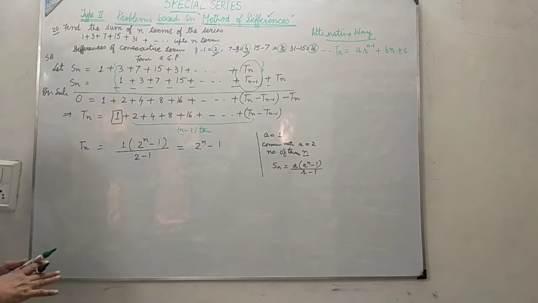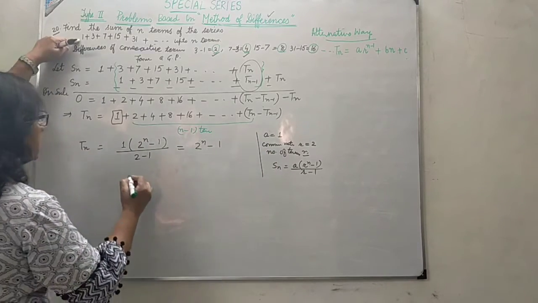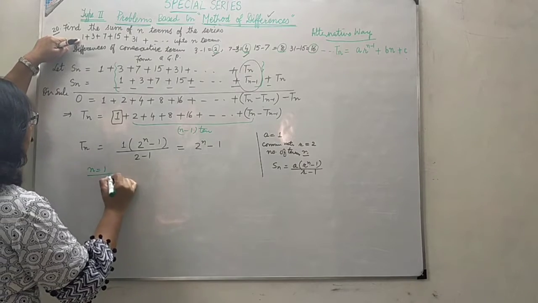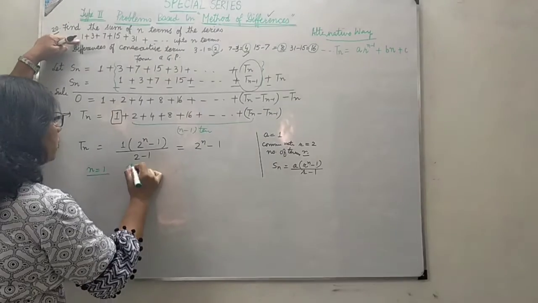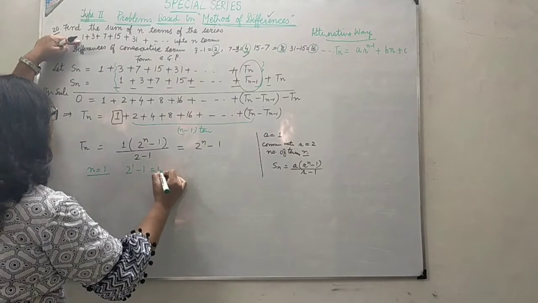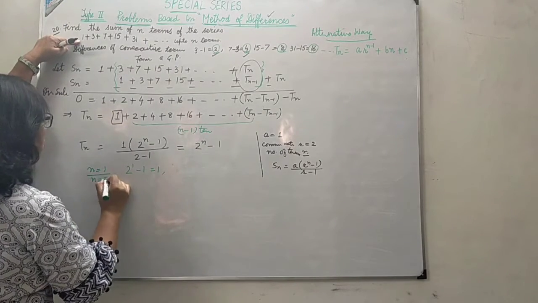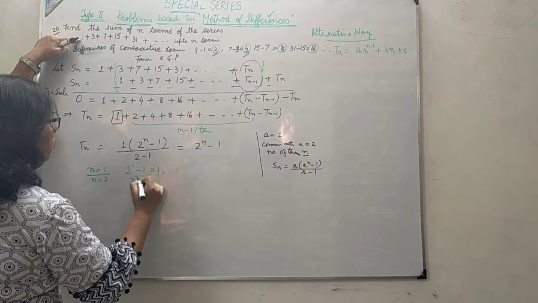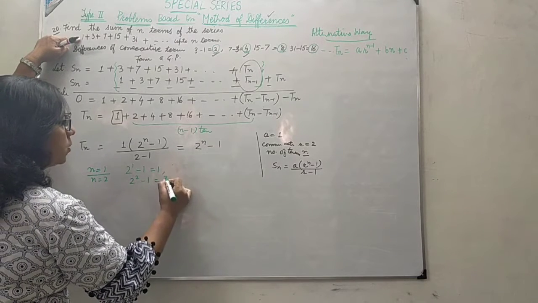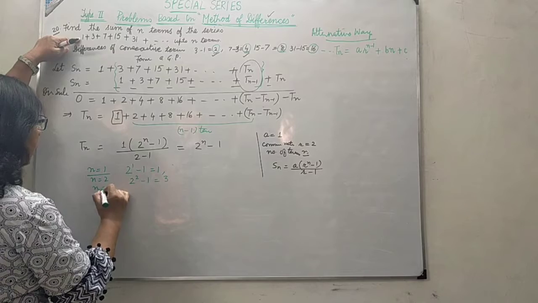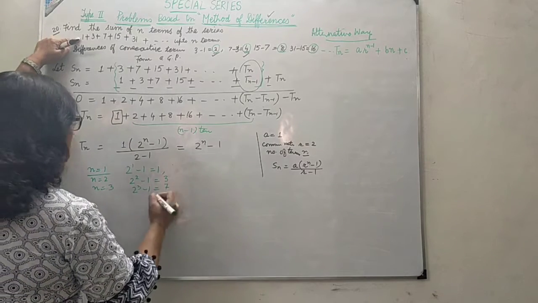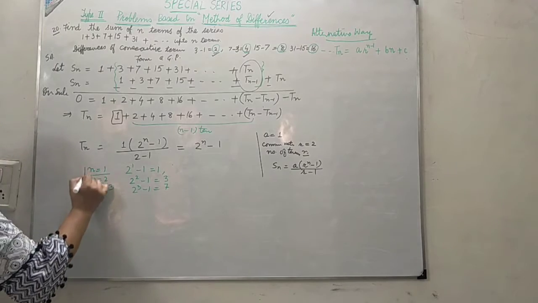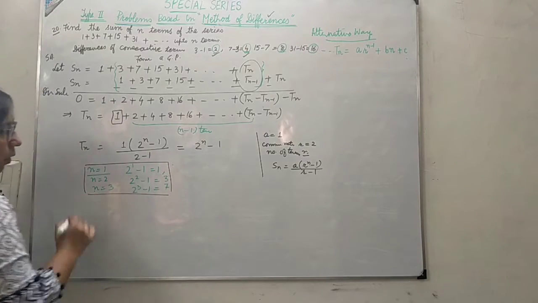If we want to confirm, again I can get it by substituting n as 1. This is just for our note, this is not solution part. This is 2 raised to power 1 minus 1, that is 1. Then if I take n as 2, this is 2 raised to power 2 minus 1, 4 minus 1, 3, and if I take n as 3, this is 2 cube minus 1, that is 7 and so on. So we have that our Tn is confirmed now.